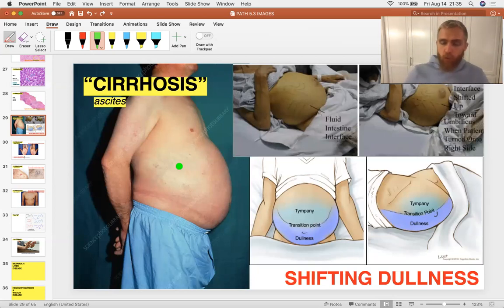Because if the patient was resonant over their belly button, but now you roll them on the side and they're dull over their belly button, what that means is that their belly button is underneath the standing water line of that fluid inside the peritoneum. So a positive shifting dullness test represents ascites.